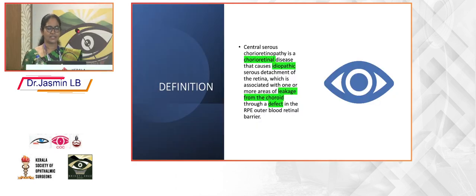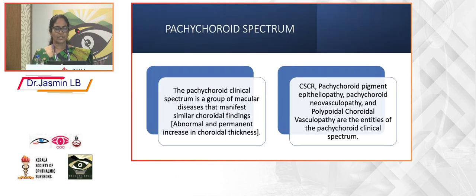CSR, by definition: previously we thought it is a retinal disease, but now we know it is a chorioretinal disease with serous detachment, which is associated with one or more areas of leakage from the choroid through a defect in the RPE. What is the pachychoroid spectrum? The pachychoroid clinical spectrum is a group of macular diseases that manifest similar choroidal findings, that is, abnormal and permanent increase in choroidal thickness. CSCR, pachychoroid pigment epitheliopathy, pachychoroid neovasculopathy, and polypoidal choroidal vasculopathy are the entities of the pachychoroid clinical spectrum.